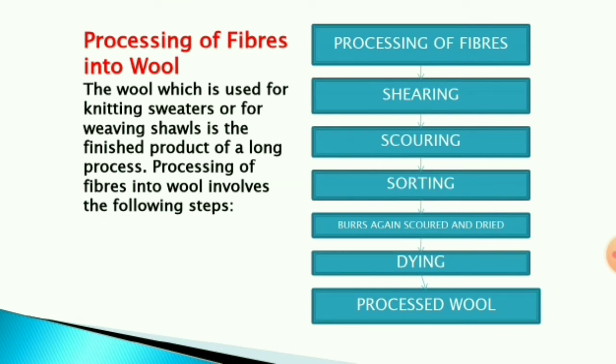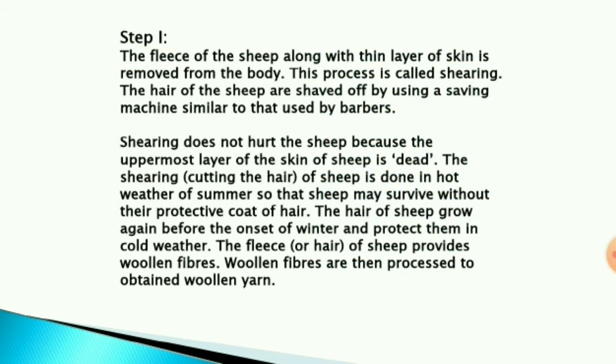Processing of fiber into wool. The wool, which is used for knitting sweaters and weaving shawls, is a finished product of a long process. Processing of fibers into wool involves the following steps: shearing, scouring, sorting, burrs picking, again scoured and dried, dyeing, and pressed wool. Step 1.